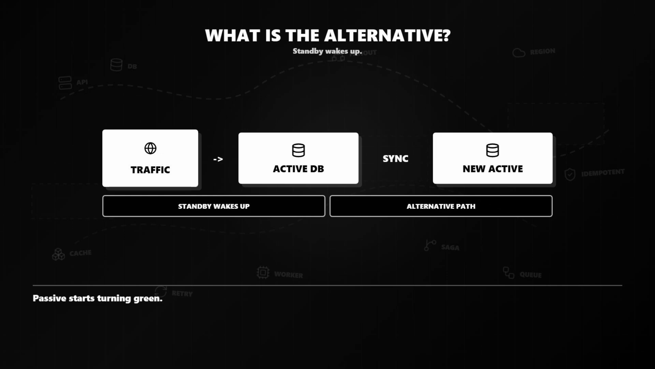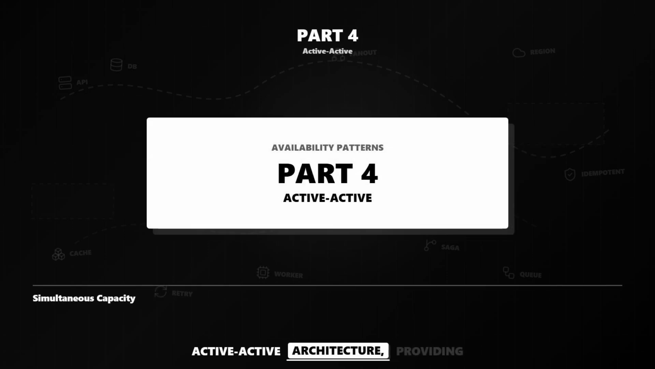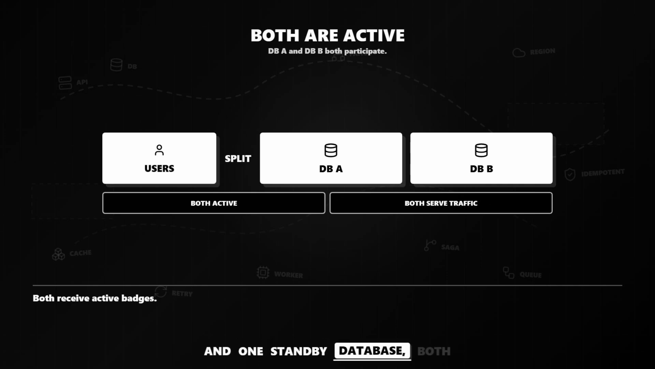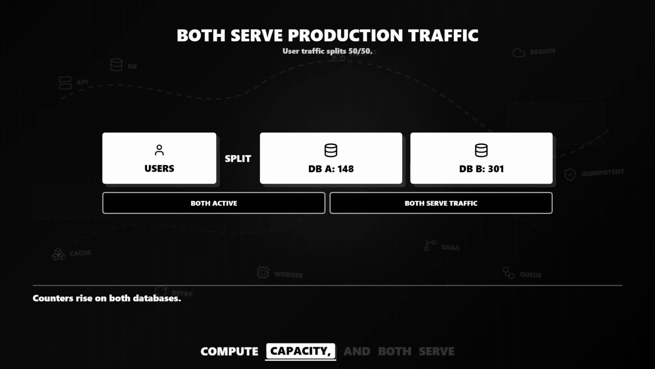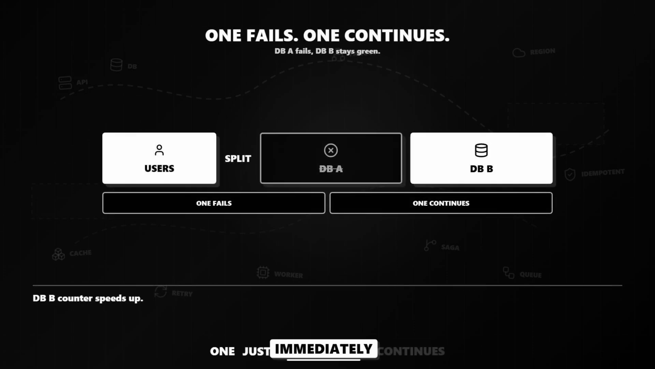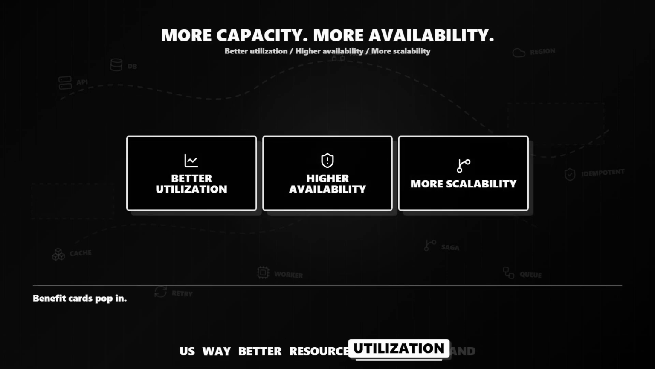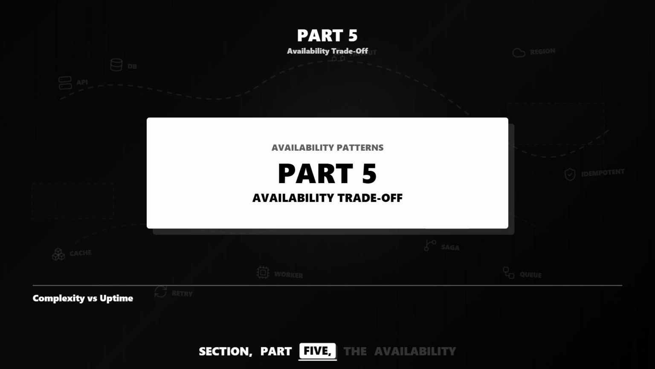So, what's the alternative? Part 4. Active-active architecture, providing simultaneous capacity. The shift in strategy here is massive. Instead of having one active database and one standby database, both machines actively participate. Both handle requests, both contribute compute capacity, and both serve production traffic simultaneously. Now, if one fails, the other one just immediately continues operating. There's no standby system that needs to be promoted. The remaining infrastructure simply absorbs the extra load, which gives us way better resource utilization and a much higher baseline of availability. Which brings us to our final section, Part 5, the availability trade-off, complexity versus uptime.